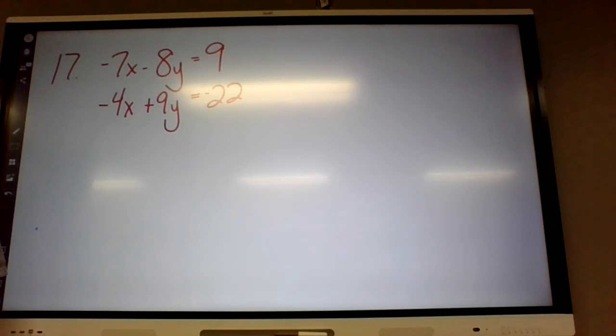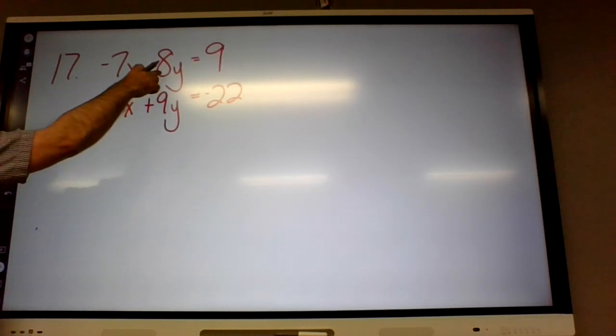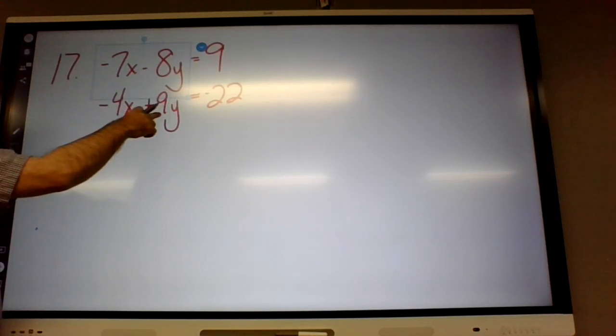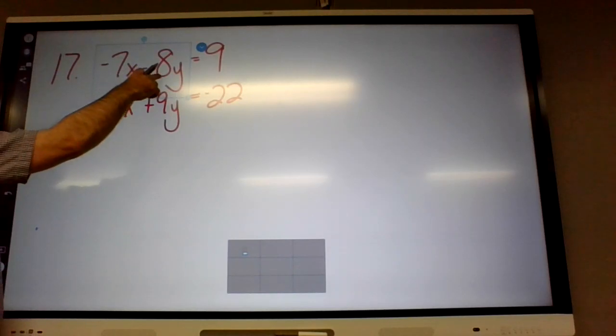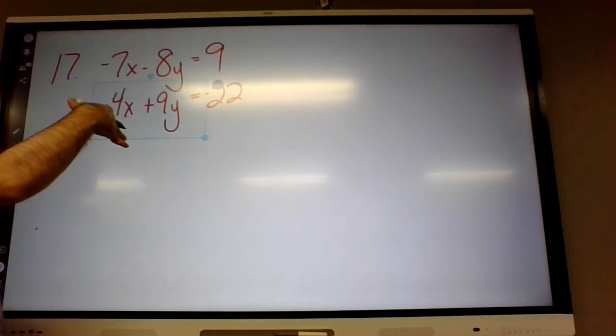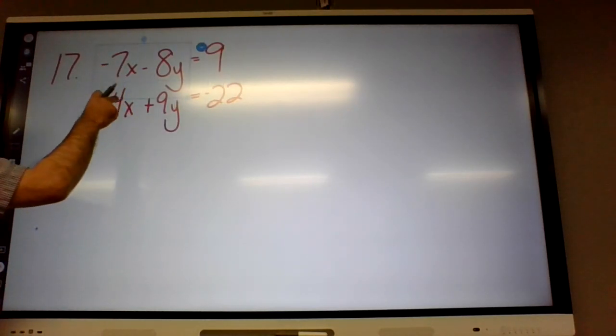Okay, Eleanor's got it. Eleanor said multiply the top by 9 and the bottom by 8. Why would we do that? Even though 8 doesn't go into 9, 8 and 9 both go into 72. Actually, I'm going to do the x's instead because these numbers are a little bit smaller.